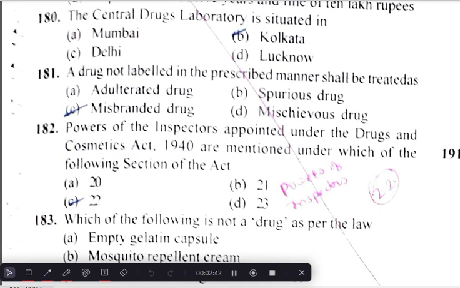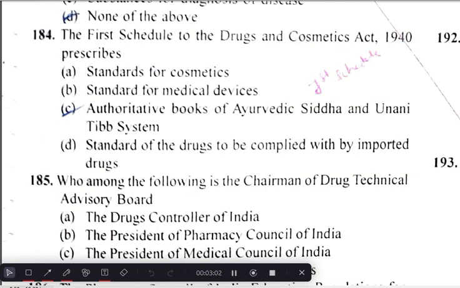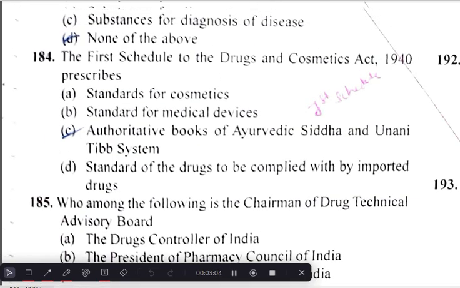A drug not labeled in the prescribed manner shall be treated as misbranded drug. Powers of the inspectors appointed under the Drugs and Cosmetics Act 1940 are mentioned under which of the following section of the Act? That is section 22. Which of the following is not a drug as per the law? So this is none of the above.